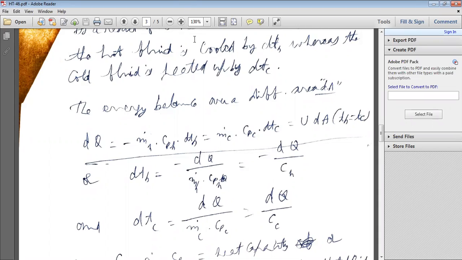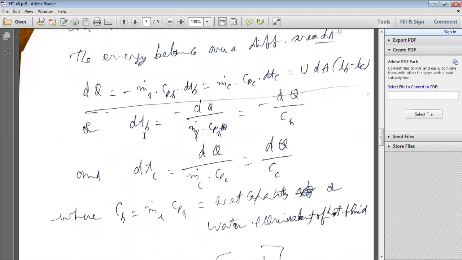All of you listen very carefully. Very, very important. Small temperature difference of the hot fluid, dTh, is equal to minus dq by capital CH, where capital C is the heat capacity of the hot fluid.